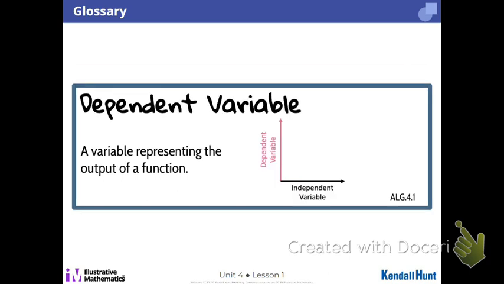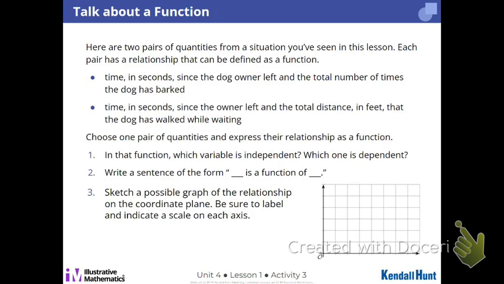Okay. So what you're going to work on now, I'm going to show the dog bark. You're only going to work in time in seconds since the owner left and total distance. So what's different about this? What's different about this situation? Instead of distance from pole, it is total distance. You're going to answer questions 1, 2, 3 and sketch a possible graph. Most people's graphs are going to be different.